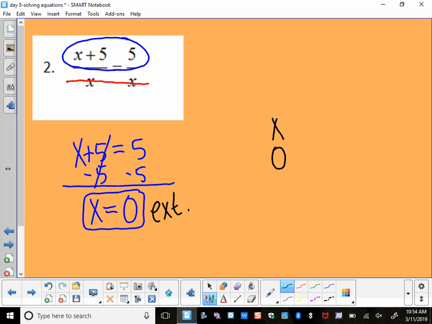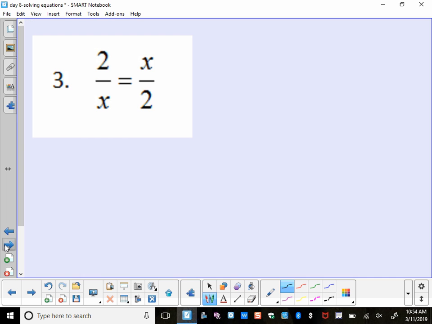The rule of thumb is 1 to 2. She's never going to give you a test with more than 2 extraneous solutions. She's never going to give you a test with more than 2 no solutions. Never going to happen. 1 to 2.